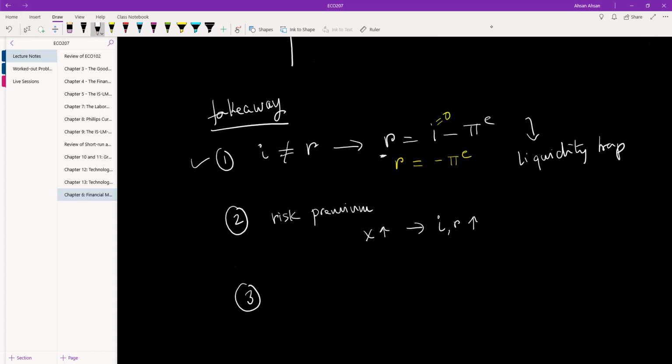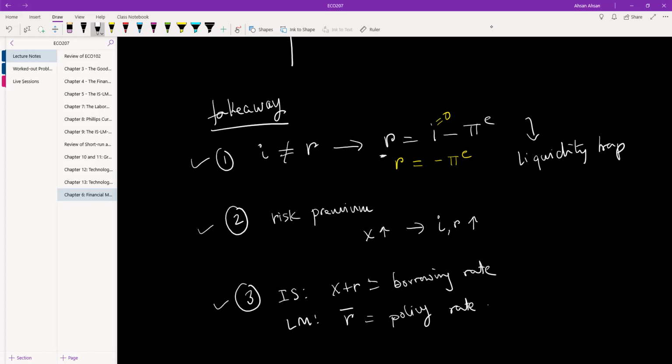And the final takeaway is that we determined that the interest rate that goes into IS and the interest rate that goes into LM are not the same thing. And so in the IS curve, we follow X plus R, which is the rate that is faced by borrowers. That's why it's called the borrowing rate. And in the LM, what we follow is the rate that is just set by the government. So that is known as the policy rate. So these are the three important takeaways for this chapter.